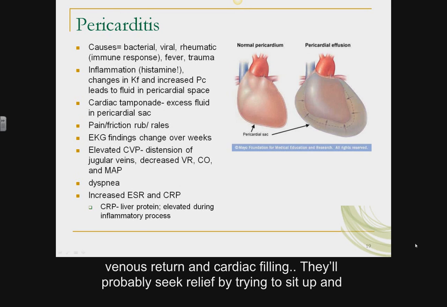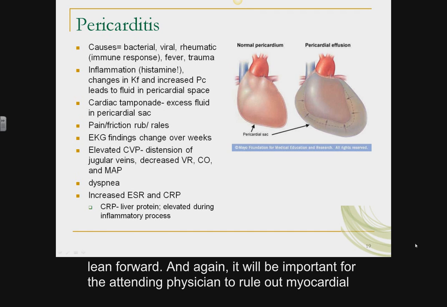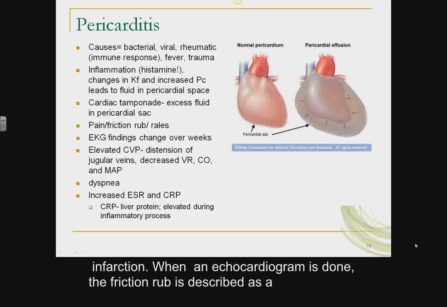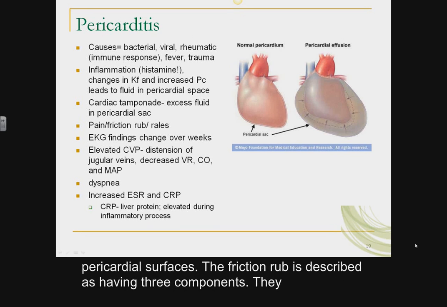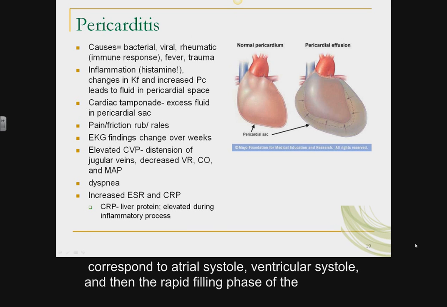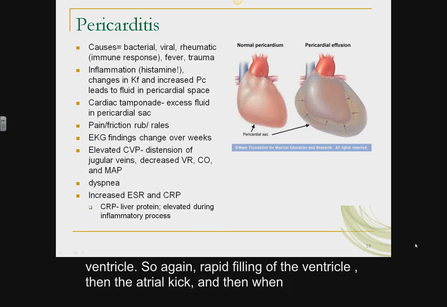When an echocardiogram is done, the friction rub is described as a high-pitched or scratchy sound, and it results from the rubbing and friction from the inflamed pericardial surfaces. The friction rub is described as having three components. They correspond to atrial systole, ventricular systole, and the rapid filling phase of the ventricle. It's the rapid filling of the ventricle, then the atrial kick, and then when the ventricle contracts, that causes some pain to the patient.